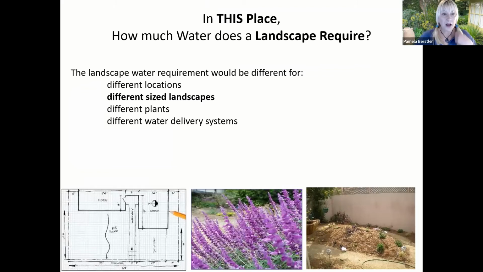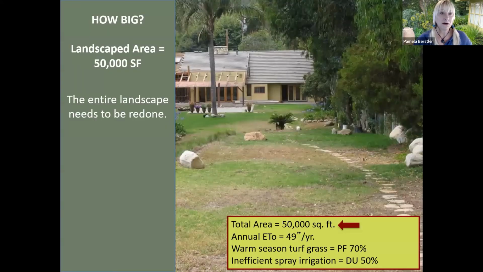Of course, the landscape water requirement is going to be different for different sized landscapes. That makes sense, when the delivery systems are different, the plants are different, the locations are different. So that changes ETO, plant factor, irrigation efficiency, and area. But it's still the same formula. And we are just going to do one very quick exercise just to hammer it in, because really you're all probably thinking, wow, that's super easy. What's this have to do with water budgeting exactly? Well, you'll see in a second.